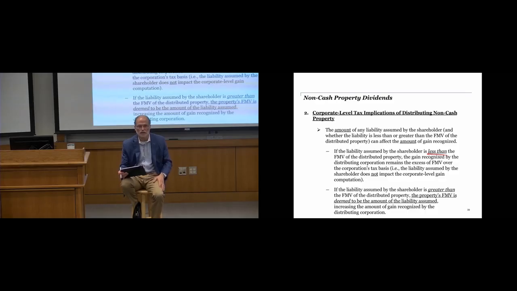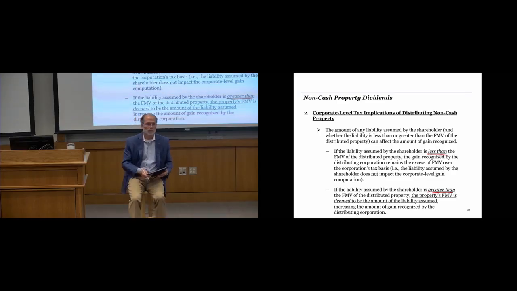So your normal amount realized less adjusted basis is the computation. In the rare fact pattern where the liability assumed by the shareholder is greater than the fair market value of the distributed property, the property's fair market value is deemed to be the amount of the liability assumed, increasing the amount of the gain recognized by the distributing corporation.